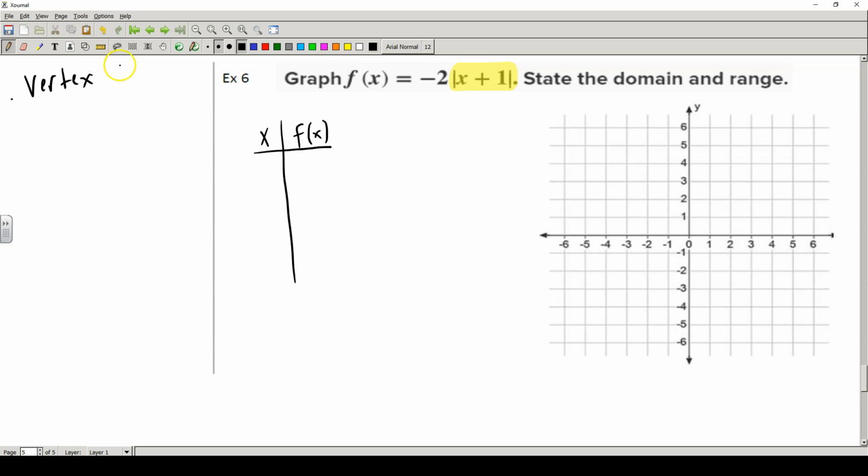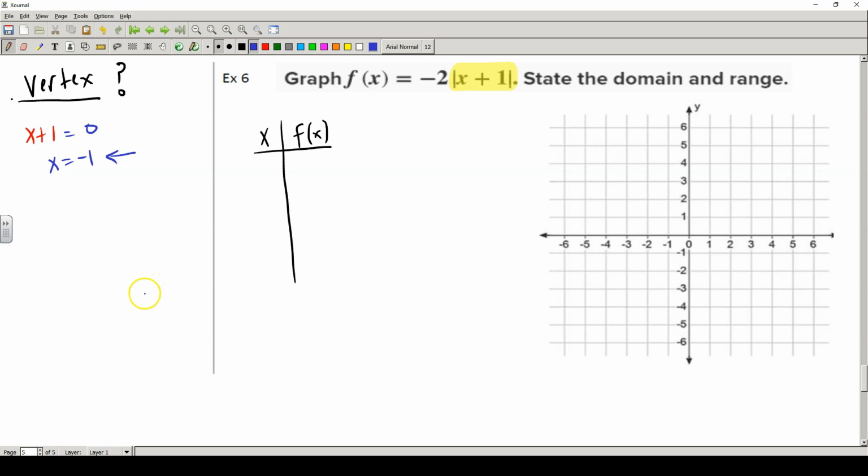How do we find this vertex? How do we find the critical point of the absolute value function? And we can find that out by looking inside the absolute value, which in this case is x plus 1, and just asking ourselves, when does that equal 0? For which x value does x plus 1, or inside the absolute value, equal 0? So if we solve that, you can see that x equals -1, right? This is going to be a critical point here.